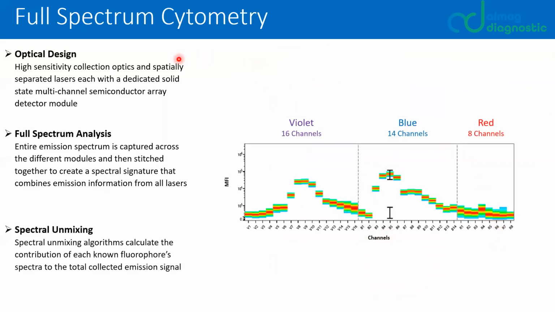The last important thing to discuss here is spectral unmixing. It's the algorithm that calculates the contribution of each known fluorochrome. It is actually the spectral unmixing algorithm that replaces the conventional compensation that you are familiar with, and we will discuss this further later.